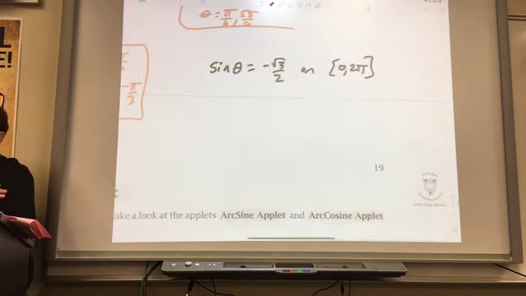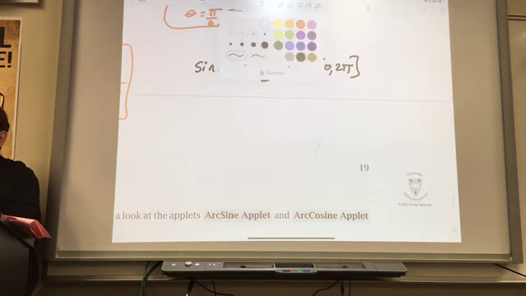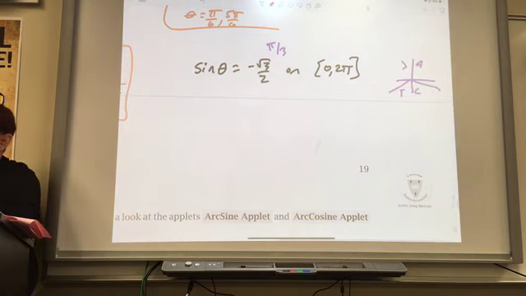Okay, let's say I ask you guys that question. Where does sine equal negative root 3 over 2 on the interval from 0 to 2 pi? You would say to yourself, sine of root 3 over 2 happens at pi over 3. Sine is negative in that quadrant, so I would call that 4 pi over 3, because that's 1 past pi, and 5 pi over 3, because that's 1 before 2 pi.